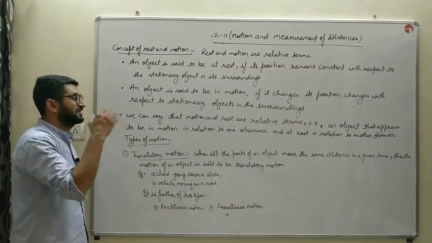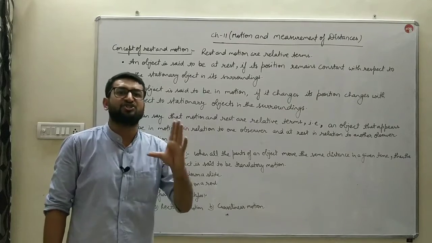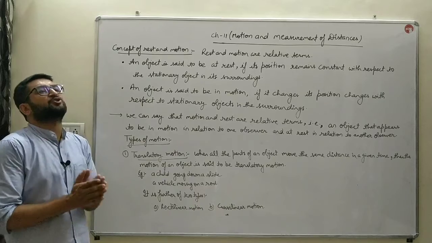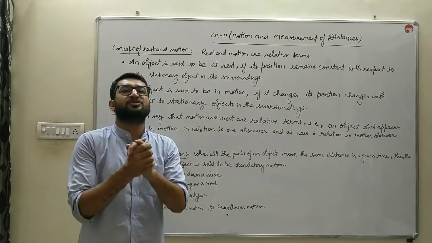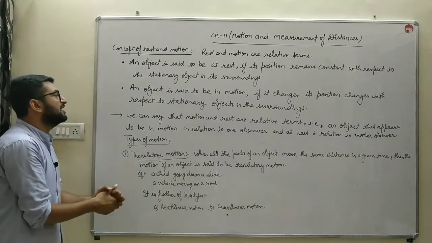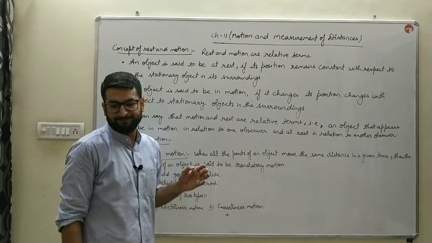So an object is said to be at rest if its position remains constant with respect to a stationary object in its surroundings. Then that object is said to be in a stationary position. Whereas what is motion? An object is said to be in motion if that object changes its position with respect to a stationary object in its surroundings.